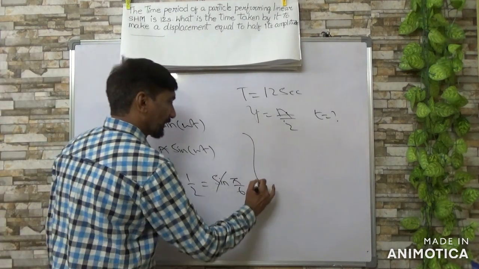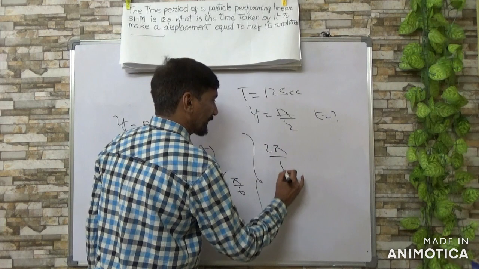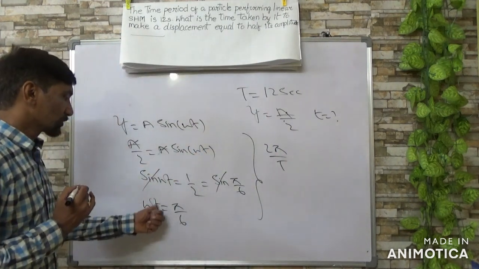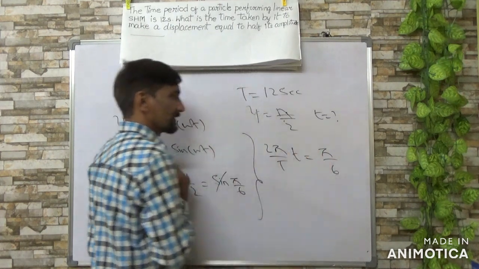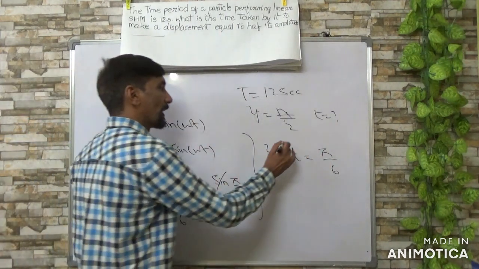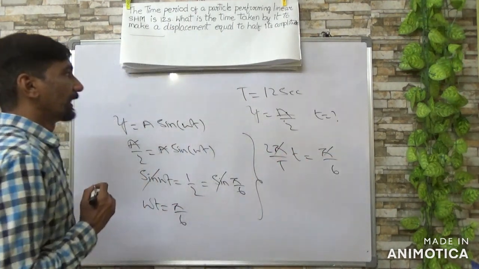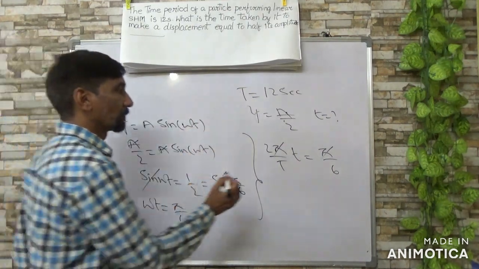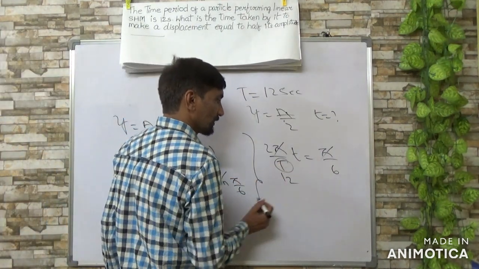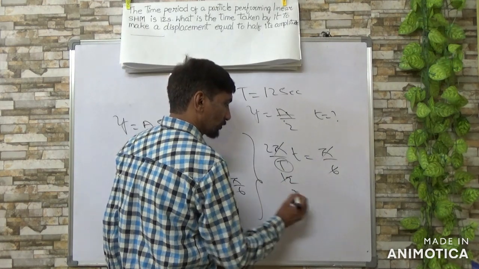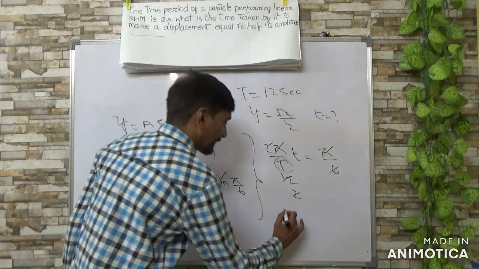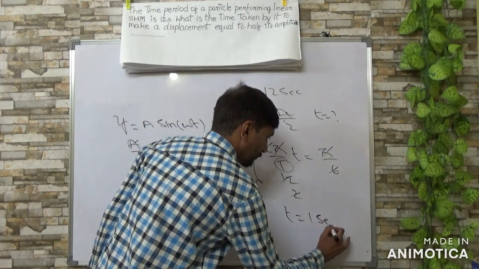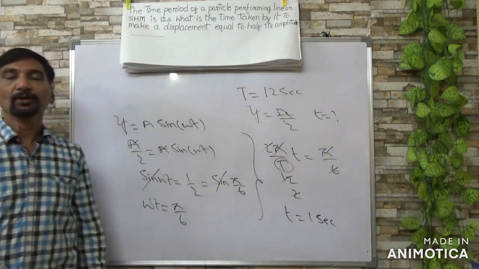Omega you can write as 2 pi by T, time period, into small t, which is equal to pi by 6. So pi cancelled. According to the given problem, the time period is 12 seconds. So 6 divides 12 two times, and this 2 also gets cancelled, right? So t becomes 1 second.